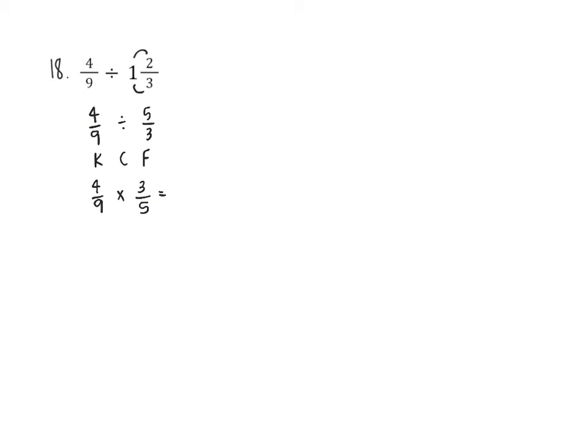Now we get to multiply across the top and the bottom to get 4 times 3 is 12, and 9 times 5 is 45. Both of these numbers can be divided by 3, so we can go ahead and simplify. When I divide 12 by 3, I end up with 4, and when I divide 45 by 3, I get 15. The fraction can no longer be simplified, so this would be our final answer.